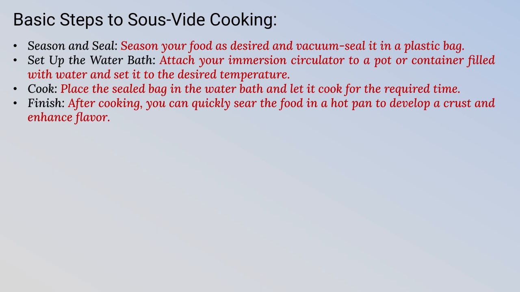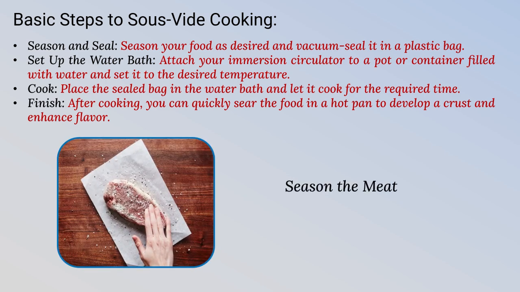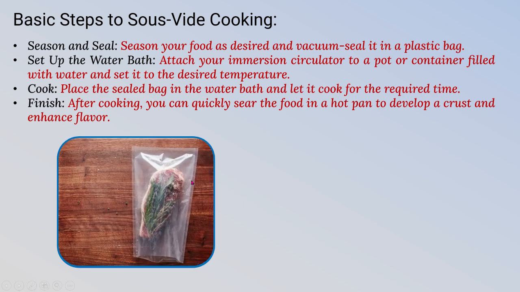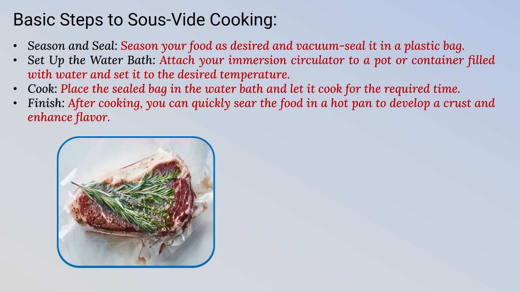And let us now try to visualize the product. Firstly, season the meat like this. It is getting seasoned with simple salt and pepper, and then seal it in a bag with some aromatics, vacuum packing of course, in a plastic bag like this. It will be looking like this.